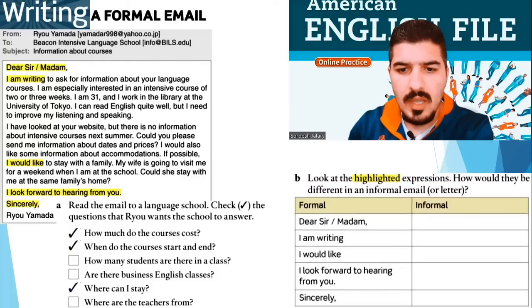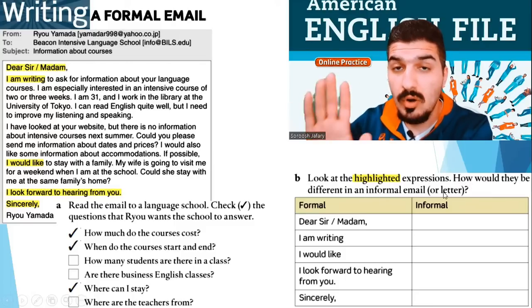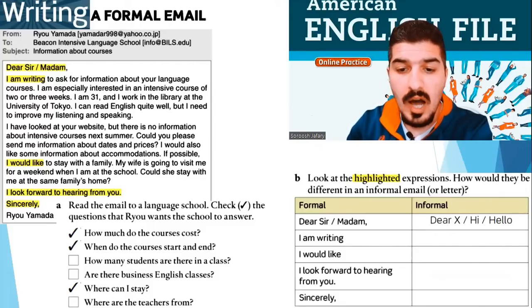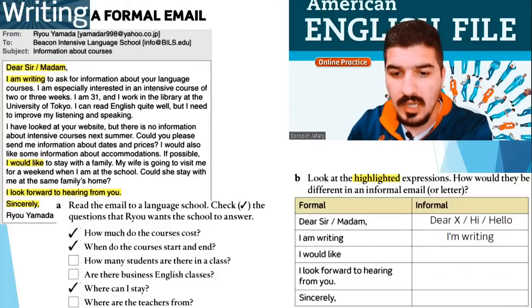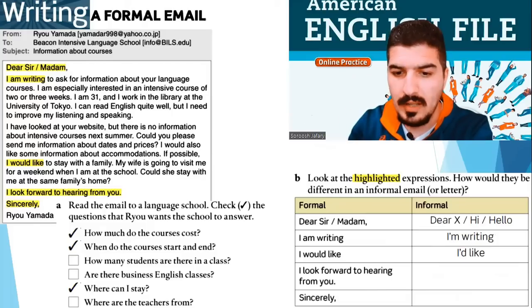Now everybody, look at the highlighted expressions. How would they be different in an informal email or letter? So, informal, okay? For example, dear sir or madam, what can you say instead? Dear X, hi, hello. I am writing to ask for, I'm writing. I would like, I'd like. So you can use contractions in informal emails.